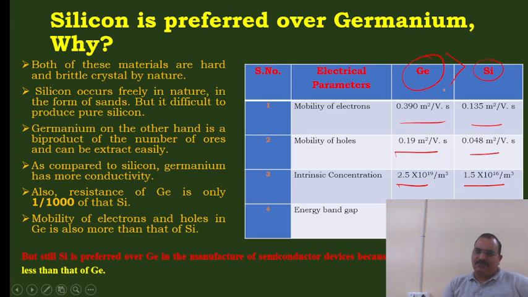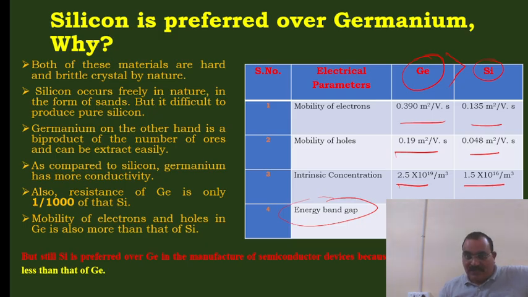Germanium is much better than silicon, but all over the world, for application purposes, only silicon is preferred over germanium. The reason is energy band gap, one more property. The energy band gap of germanium is lower, 0.78, and that of silicon is higher, so the semiconductor behaviour is maximum for silicon. In every sense germanium is much better than silicon, but why is it not preferred?